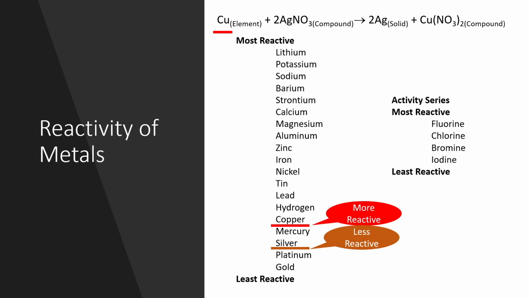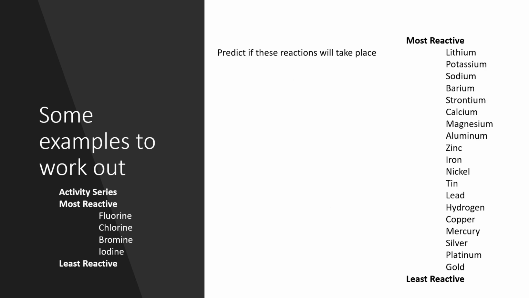Silver, the less reactive element in the compound, silver nitrate. If they are allowed to react, it will produce silver element and copper nitrate. Here are some examples that we are going to work out. We are going to predict to see if these reactions will take place or not. And the answers to the questions will be provided here. And all of these are based on the activity series provided on the right.